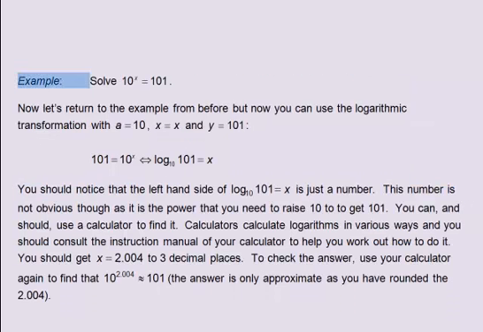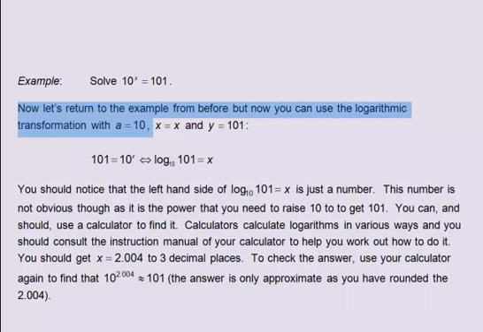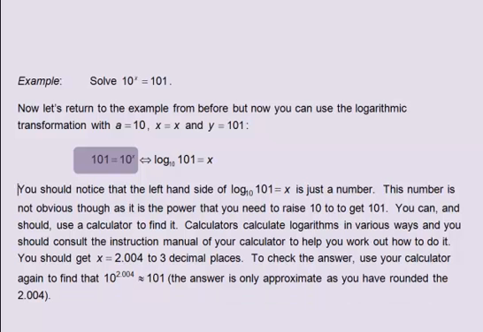Example: solve 10 to the power x equals 101. Now let's return to the example from before, but now you can use the logarithmic transformation with a equals 10, x equals x, and y equals 101. So the equation 101 equals 10 to the power x can be transformed to the logarithmic equation log to the base 10 of 101 equals x.